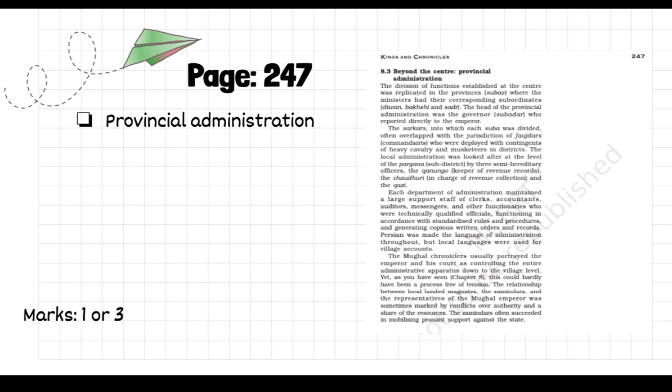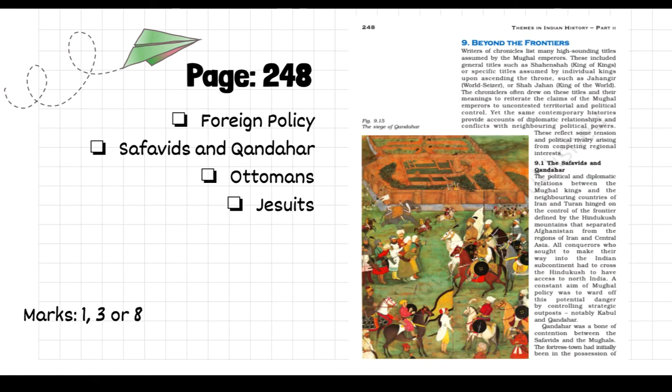Moving to page 247, it's a discussion on provincial administration, the fact that provincial administration sort of mirrors what is happening at the center but at a smaller scale. So here there is a discussion on how the offices were organized at the provincial level of administration, and the fact that there was an uneasy relationship between zamindars and the Mughals, because often the zamindars rebelled against the Mughals as well, and they would motivate the peasants to join them too. So since this is not a very lengthy section, we are only expecting either a 1 or a 3 mark question from here.